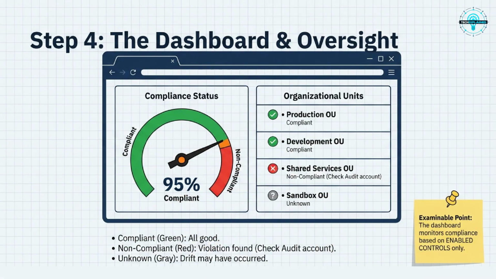Step 4 is all about visibility, the dashboard and oversight capabilities. Once your environment is running, you need to know, is everything still compliant? Is anyone violating the rules? The Control Tower dashboard gives you a real-time, at-a-glance view of your entire environment. You can see how many OUs and accounts you have, which controls are enabled, and crucially, the compliance status of every OU and account. Compliant means everything is following the rules. Non-compliant means something has drifted and needs attention. The dashboard makes it immediately obvious where problems exist, so you can jump in and fix them fast.